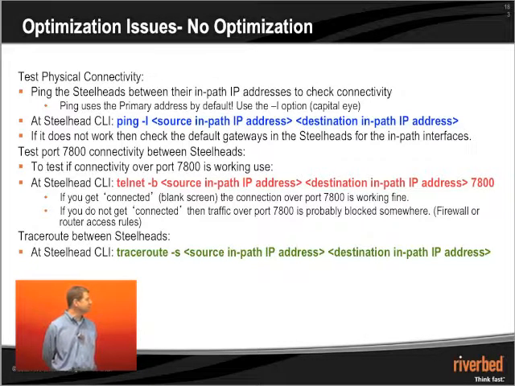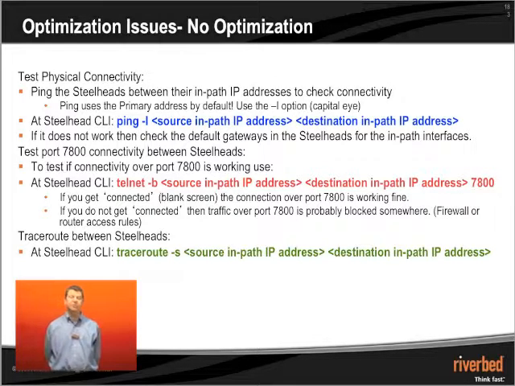-B allows you to specify the source and destination IP addresses of the in-path interfaces and to specify that we want that conversation to go over port 7800. If you get a connected, then a blank screen, then port 7800 is working. If there is no response or you don't get connected, then port 7800 is being blocked.